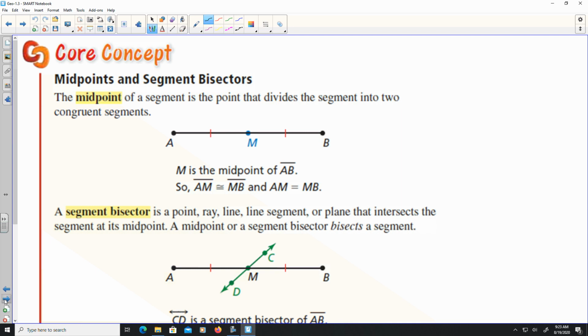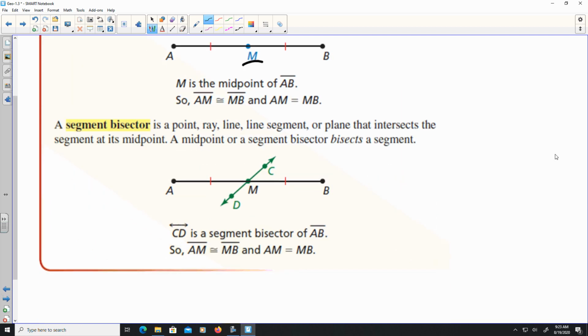Anytime that you hear the word midpoint with respect to a line segment, it's cutting the line segment in half into two equal parts, or two congruent parts. If you notice in this diagram, point M is our midpoint, which means that AM is going to be the same distance as line segment MB. So line segment AM is the same as line segment MB.